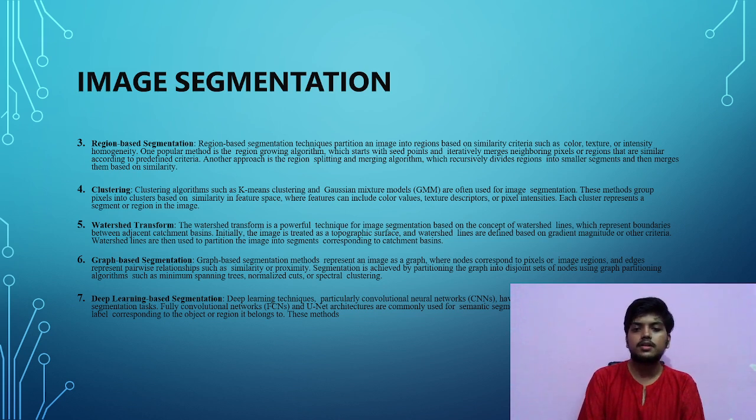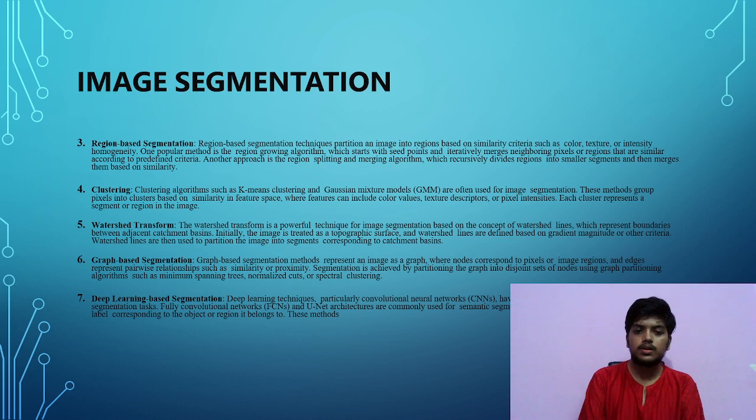Graph-based segmentation method represents an image as a graph, where nodes correspond to pixels or image regions, and edges represent pairwise relationships such as similarity or proximity. Segmentation is achieved by partitioning the graph into disjoint sets of nodes using a graph partitioning algorithm.